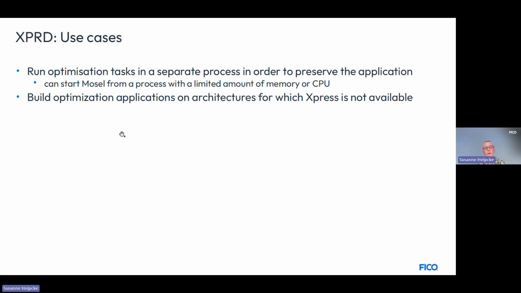Well, use cases for this. I mentioned that Insight is relying on this functionality, as does Workbench for executing Mosel models. What this does is separate optimization tasks into separate processes. This means, for instance, you could limit the amount of CPU and memory that is available to such a process. And also you control applications from an environment. For instance, you could run Java, but perhaps Express itself is not available on these architectures at all.